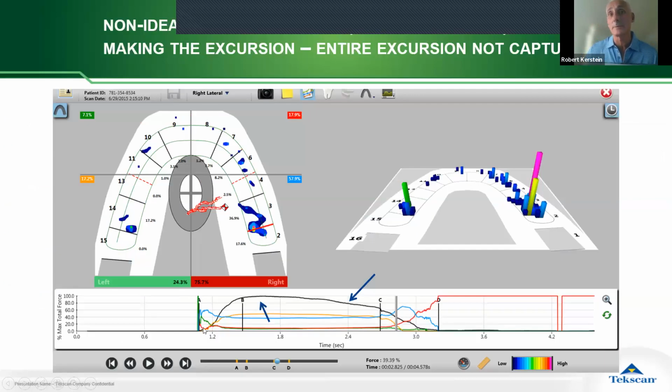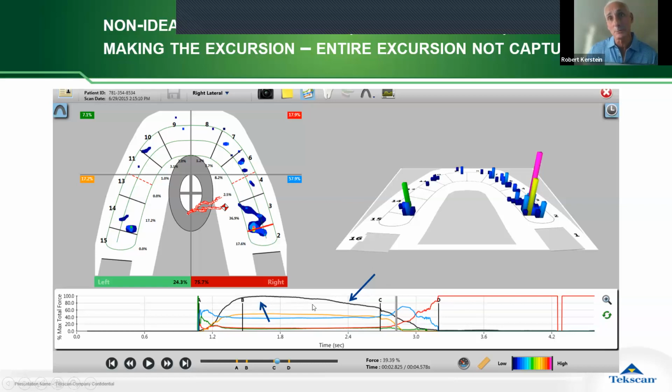Now, this is an example of someone who's going to make a right excursion, but they let go of their total force. And so when they begin the excursion, which is here at C, they're only making the excursion from 60% of total force, which means a lot of the excursion is going to be missed. So this is not a good recording. You want the excursion to begin with the black line at the top of the graph. That means the person is fully intercuspated.